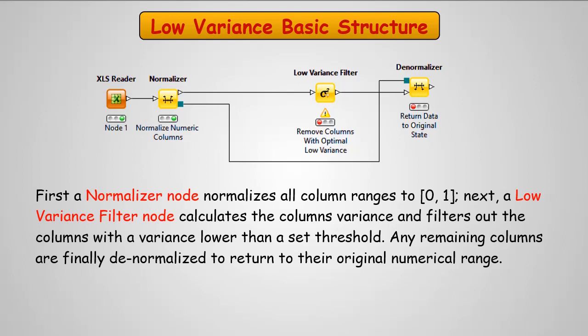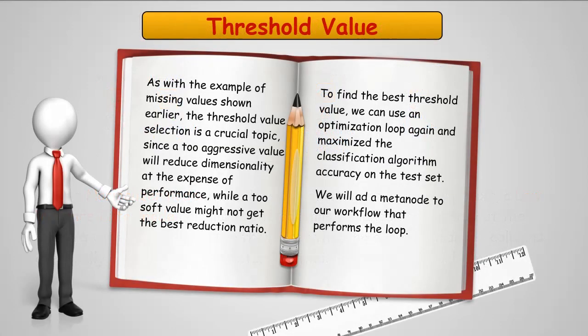Now, before I do that, I am still going to use the loop that we used in our example for missing values to find out what low variance filter value I should be using. As I was saying, with the example of missing values, the threshold selection is a critical topic. If you set it too aggressive, you lose information that's available in the model. And if you set it too low, you might not get the best reduction ratio. So we want to find that best value using the loop again.